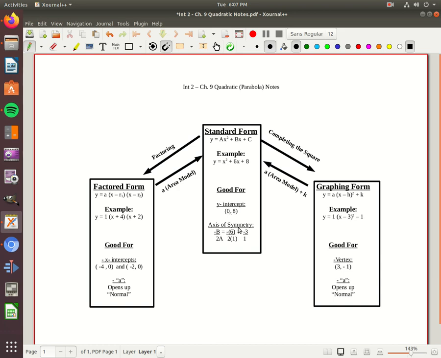We also know that we can easily get the axis of symmetry from this form. It's negative b over 2a. So I'm going to put in negative 6 divided by 2 times 1, and I'm going to get negative 3. So I know that my axis of symmetry is negative 3. That's where if I fold this parabola in half, it will be on the line x equals negative 3.